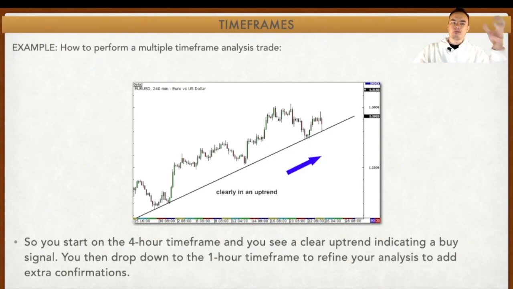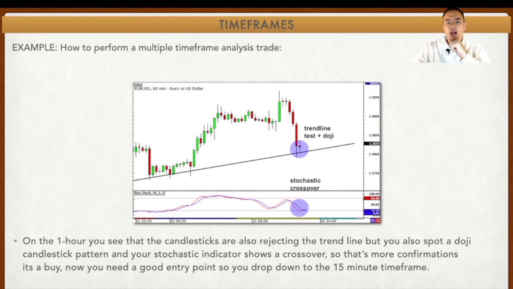So here's an example of how to perform the multiple time frame analysis. So we start on the 4-hour time frame. Okay, you see a clear uptrend because you put in your ascending trend line. You can see it's making higher highs and higher lows. Okay, now remember, we need extra confirmation. So on the 4-hour, it looks good. It looks like a buy. Let's drop down to the 1-hour.